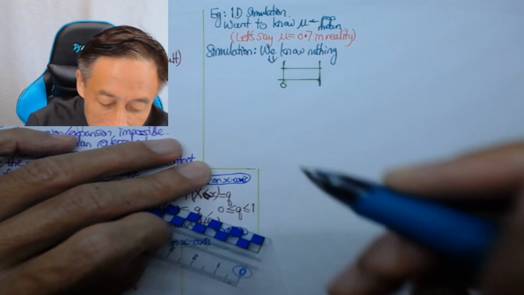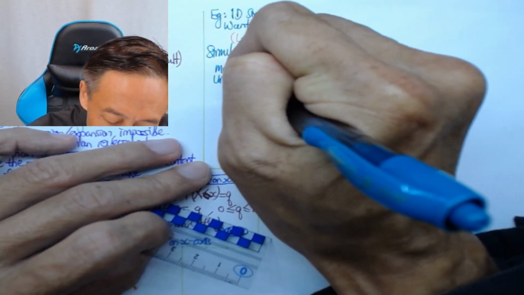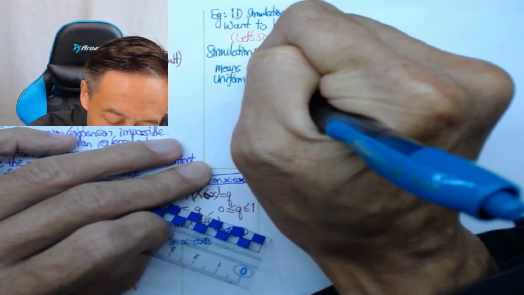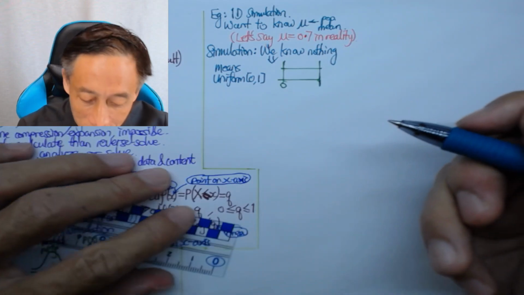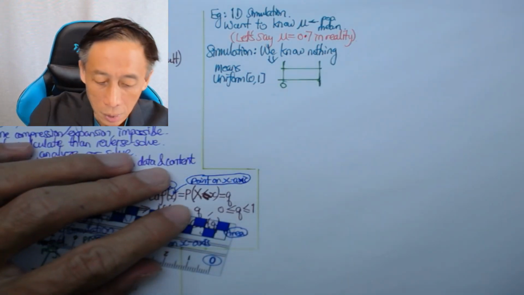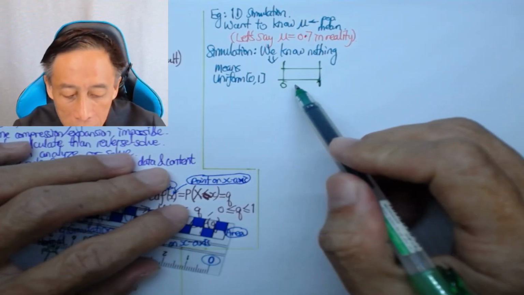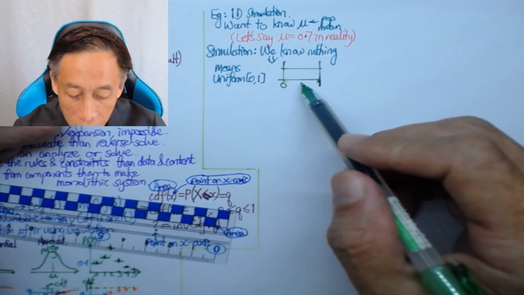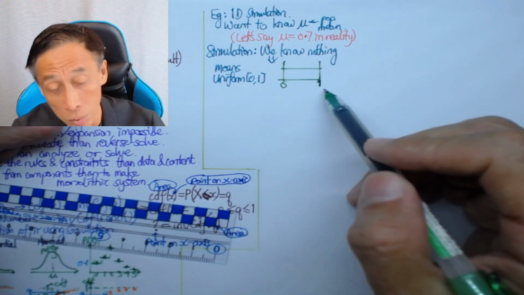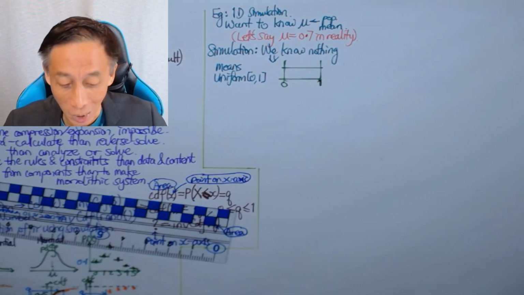Knowing nothing means uniform distribution between 0 to 1, sort of like the rand function itself. Because knowing nothing means all possible numbers are likely, and there is no reason why we should suspect that the mean is closer to 0 or closer to 1, because we know nothing. We just started. We haven't even sampled.